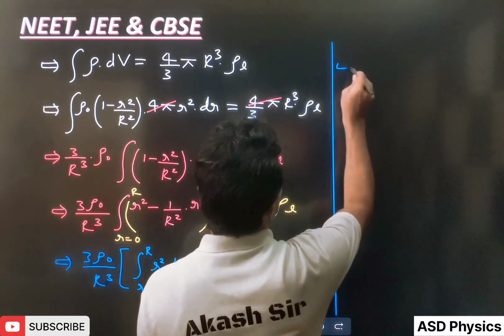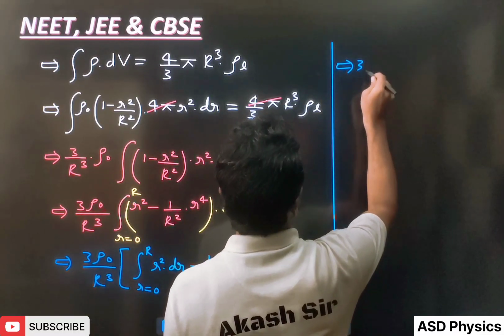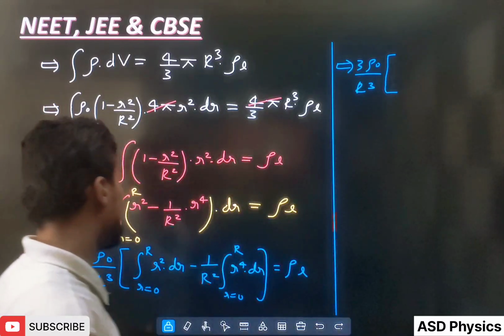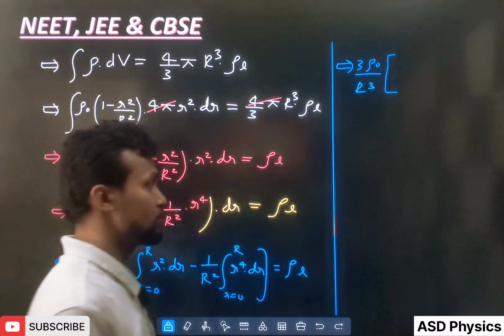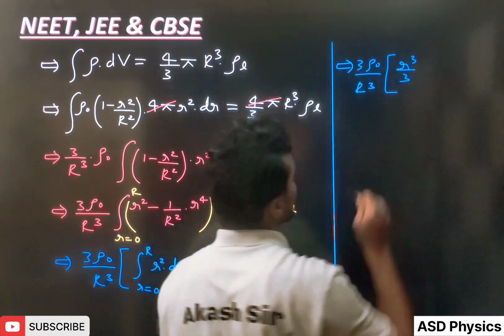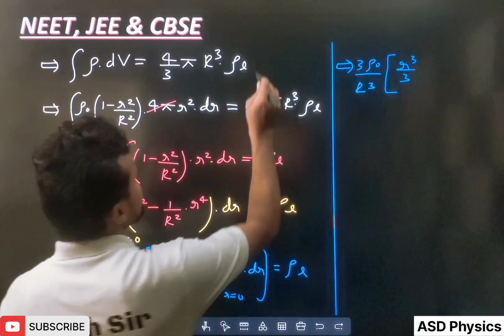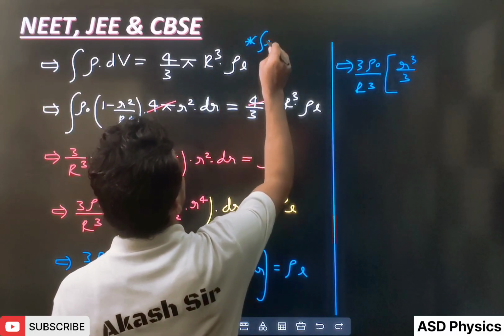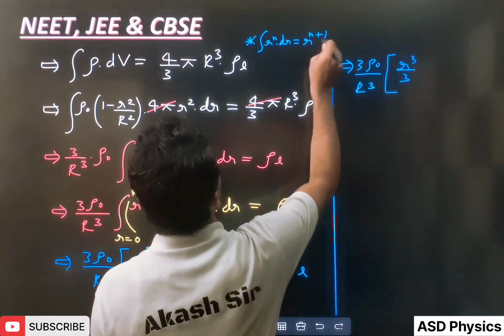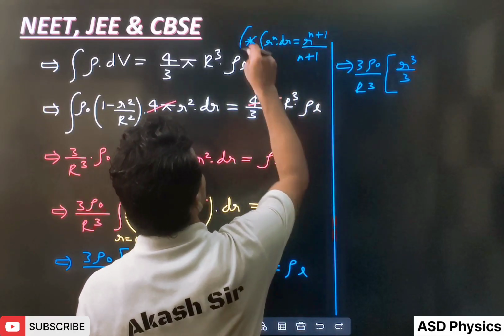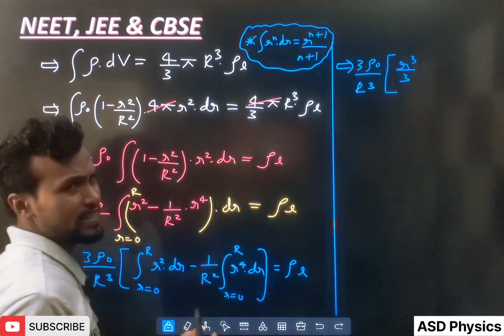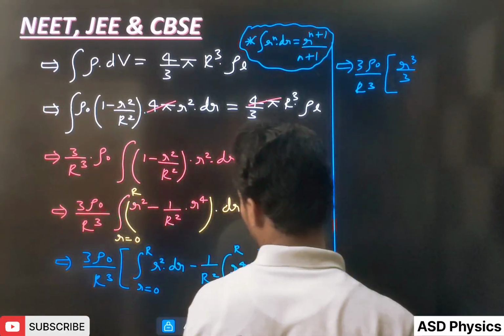So now what we can write here, 3 rho naught by R cube, and here bracket. So r square into dr, that means what will come here? It will become here r cube by 3. If you know somewhat basics now, because the formula is what? I will write here the formula. Integration of r to the power n dr will be r to the power n plus 1 by n plus 1. Okay, this is the formula here. Because this is a definite integration, so no need to write here the plus c and all that. Okay, so r cube by 3.